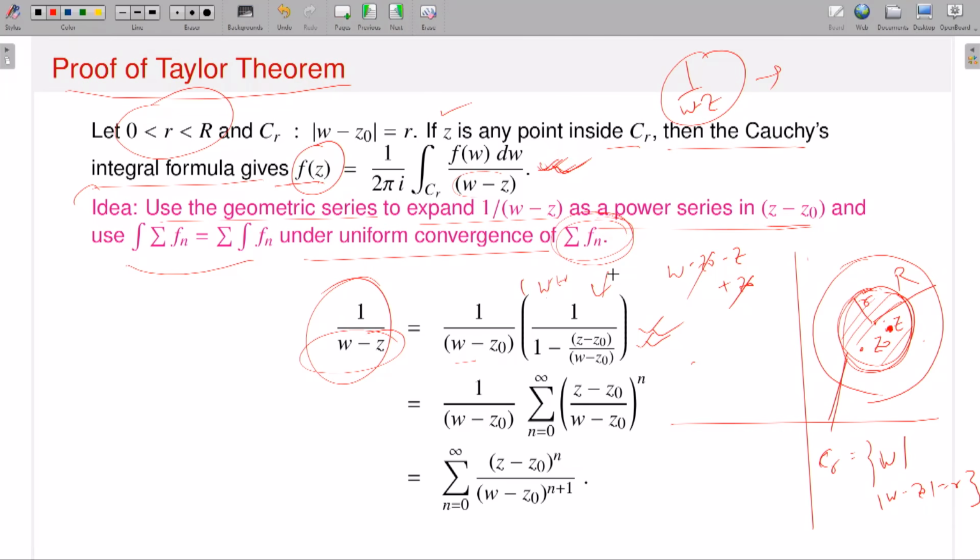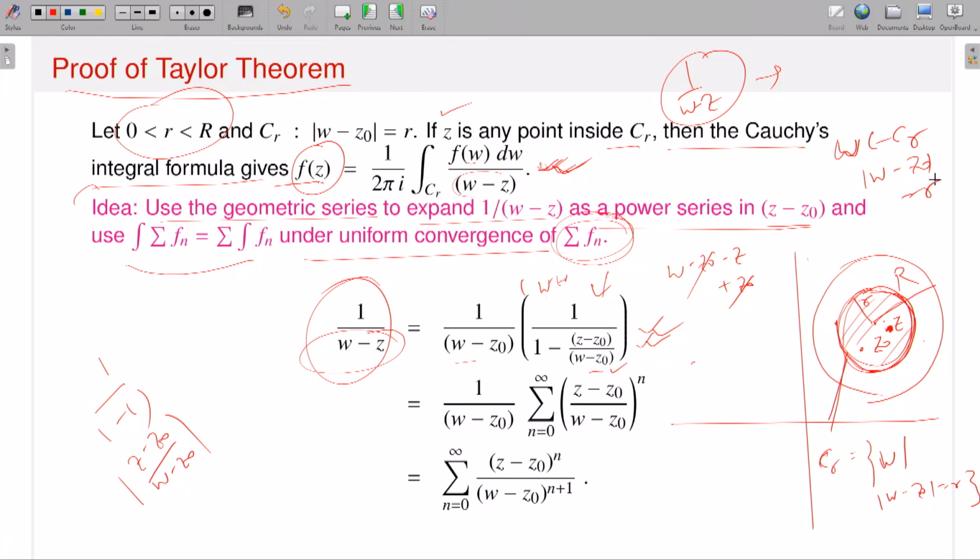Now in the bracket you will see I have 1 by 1 minus something. This is a complex number. What is the absolute value of this complex number? It is z minus z0 divided by w minus z0. Now look, z is interior to CR, this is my CR. And w runs over CR because of the integration, so w is in CR.